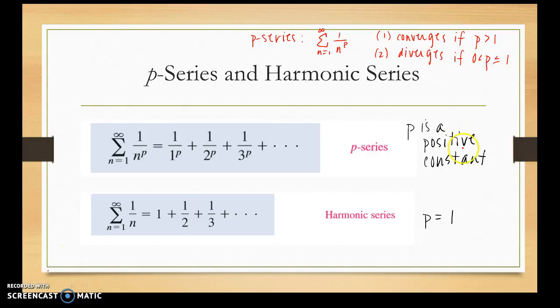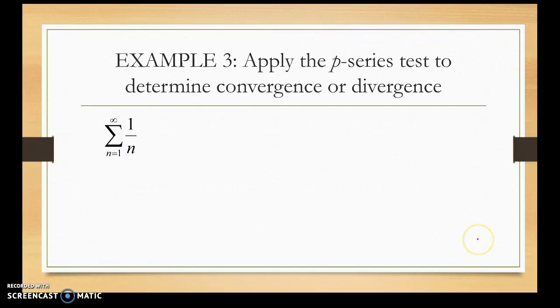So p is a positive constant, so we can only look for values of p greater than 0. The P series diverges if your exponent is between 0 and 1 inclusive. It converges if your exponent is bigger than 1. All right, so apply the P series test. This is a P series with p equal to 1. Therefore, the series diverges. Done.